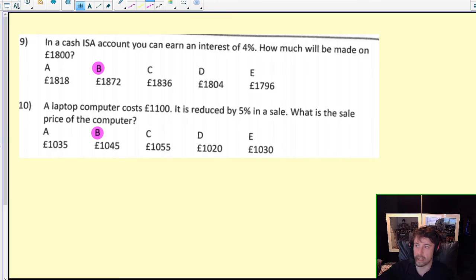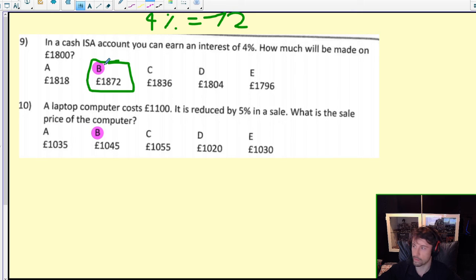Number 9, in a cash ISA account, you earn interest of 4%. So that's a way of saying you gain 4% more. So what is 4%? Well, 1% is going to be 18. So 18 times 4 is going to be 72. We've got to add on 72. So the answer is 1,872.